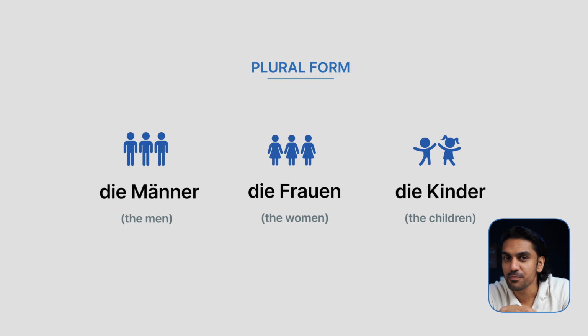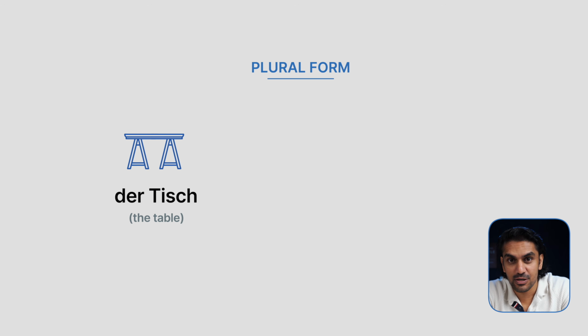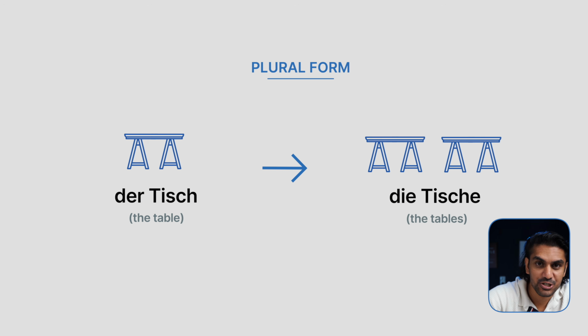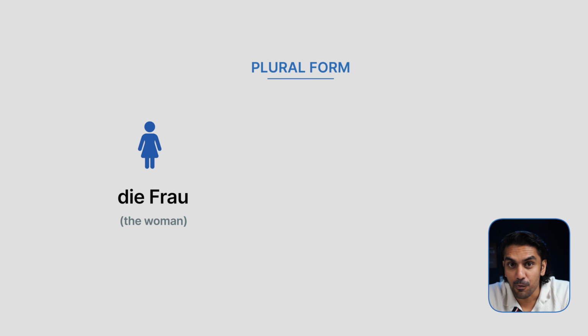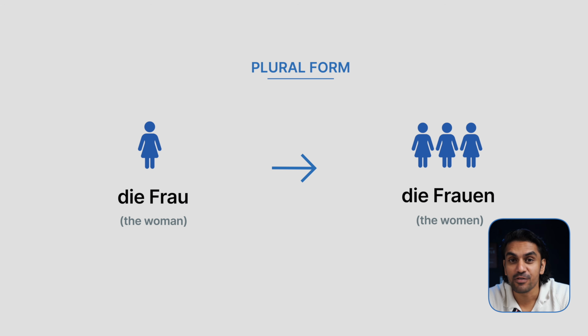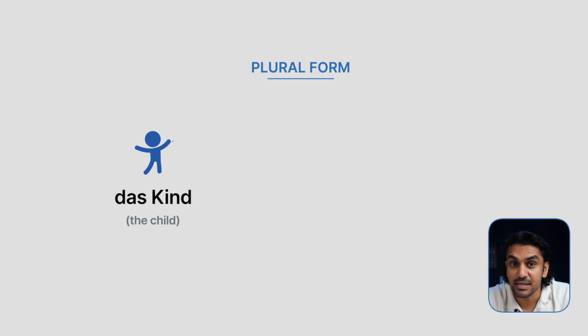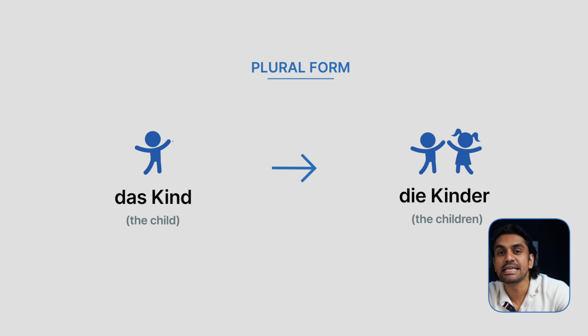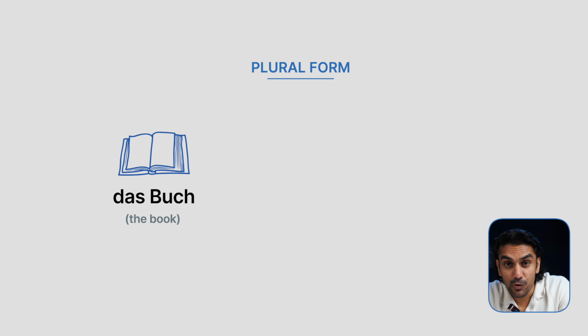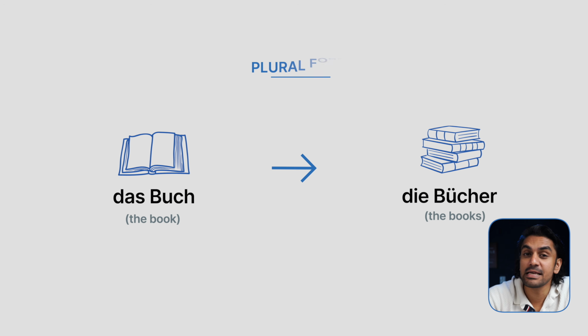But you will notice something here. The noun itself changes in the plural form. Again, there is no single rule for this. Sometimes you add E, sometimes you add EN, or sometimes ER. And other times, even the vowel inside the word changes. For example, der Tisch, the table, becomes die Tische, the tables. Die Frau, the woman, becomes die Frauen, the women. And das Kind, the child, becomes die Kinder, or the children. Das Buch, or the book, becomes die Bücher.